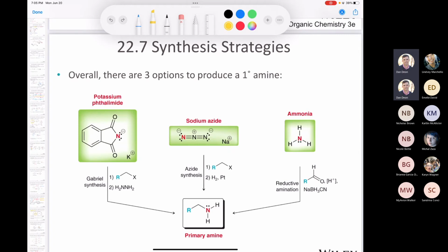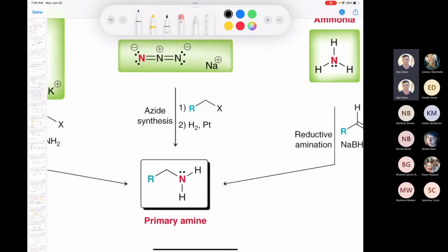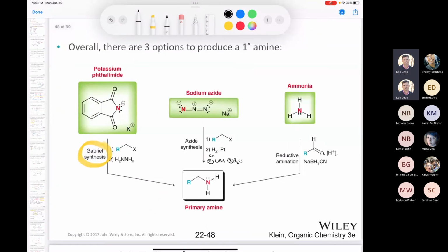We looked at 3 different ways to make a primary amine. We looked at the Gabriel synthesis using potassium phthalimide, which is of course made from phthalimide and treating it with potassium hydroxide. Then we looked at the azide synthesis using sodium azide and then reducing that. And you could use hydrogenation. That's all they have listed here. Or we'll pencil it in here: you could use 2 LAH followed by 3 water. Either one of those works. And then one of my favorites is reductive amination, a really cool way of making an amine.